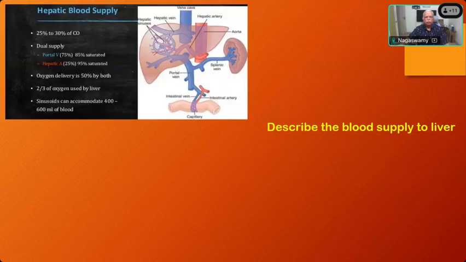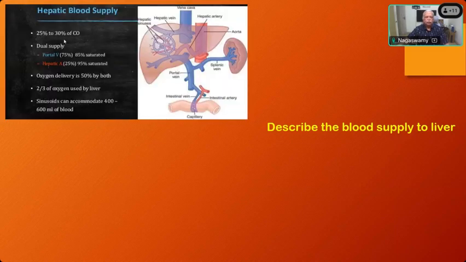Now describe the blood supply. What is the peculiarity of blood supply to the liver? Dual blood supply, sir. Dual blood supply for both nutrition and oxygenation and single hepatic venous drainage. So it is a dual supply with artery and partly oxygenated blood from portal vein and a single venous drainage with a hepatic venous system. This is the important thing.